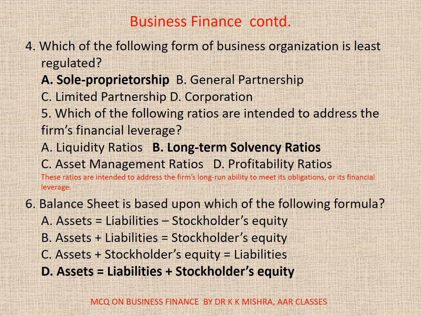Now, question number 6. Balance sheet is based upon which of the following formula? The correct option is D. Assets is equal to liabilities plus stockholders' equity.